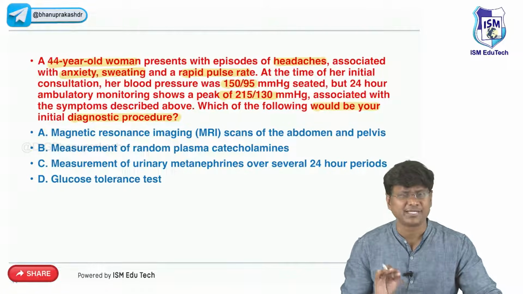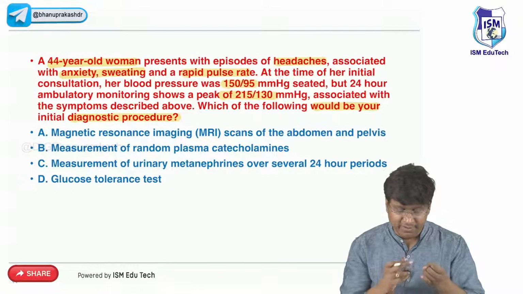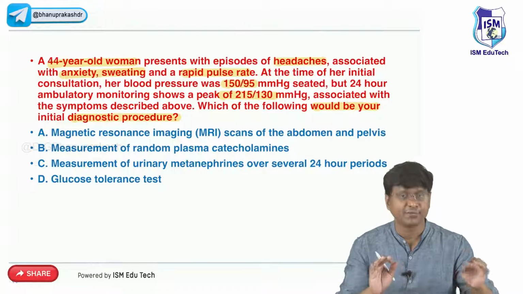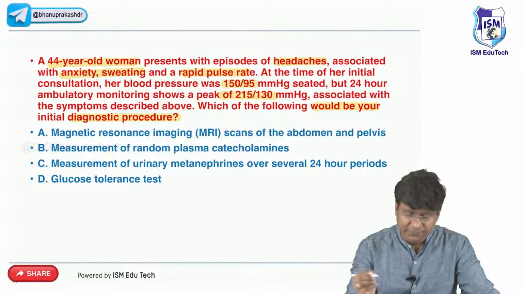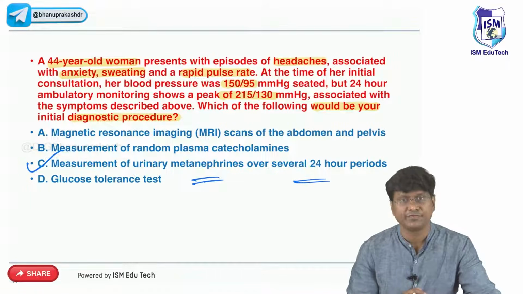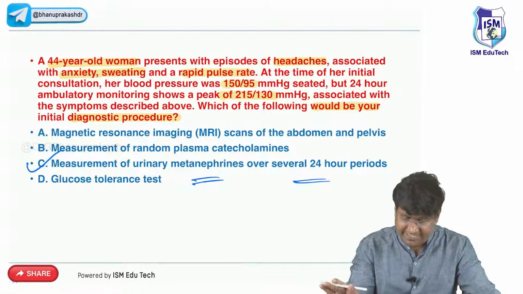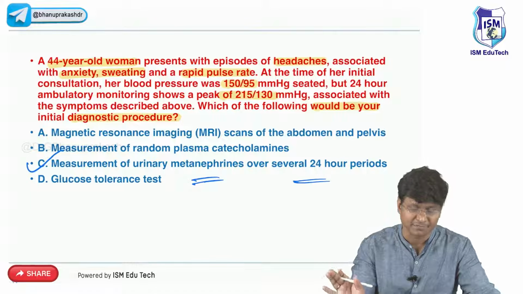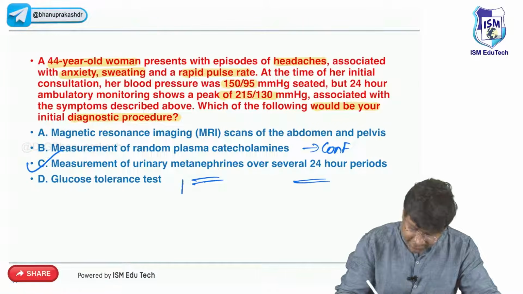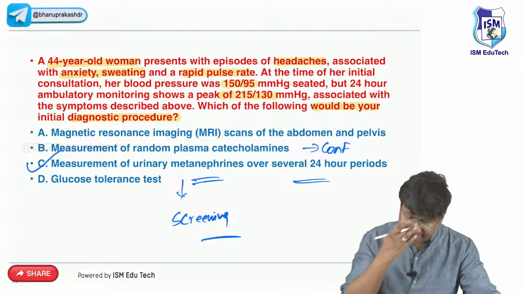So all these points are in favor of what? All these points are in favor of pheochromocytoma. Why? Because anxiety, sweating, headache, higher blood pressure, all these points are in favor of pheochromocytoma. So in pheochromocytoma, you need to do measurement of urinary metanephrine levels over 24 hours. That will be the first line test. Then followed by that, you need to do plasma metanephrine levels. This will be the confirmatory test. Right? This will be the initial screening test.